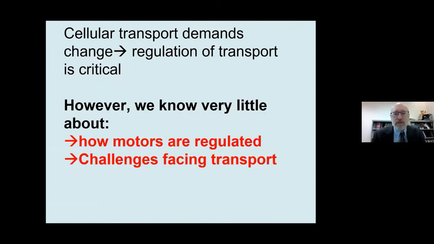When we think about these things, we need to think about not only how the motors work, how they walk along microtubules, for instance, to drag cargoes to one place or another, but how is this transport regulated? How is their activity controlled so that the cargoes go to the right place at the right time? We also have to start thinking about some of the challenges facing transport and how those might impede the function of the motors, and maybe how the motors overcome such challenges. So we're going to be talking some about all of these things.